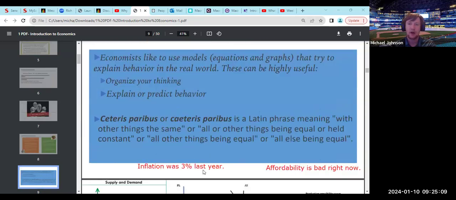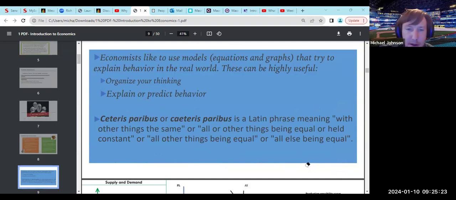So economists like to use models, equations and graphs that try to explain behavior in the real world. These can be highly useful: they organize your thinking and explain or predict behavior. Ceteris paribus, or caeteris paribus, is a Latin phrase meaning with other things the same, or all other things being equal, or held constant, or all else being equal.